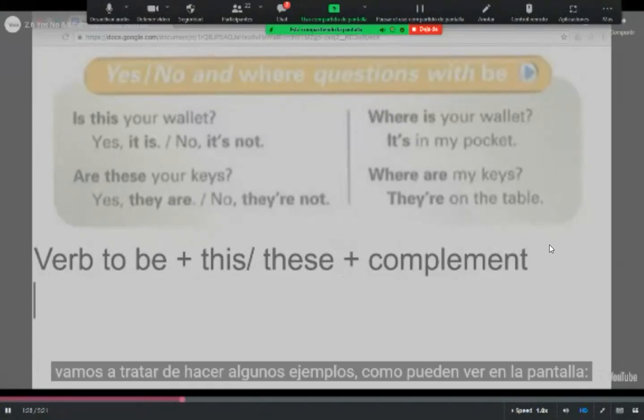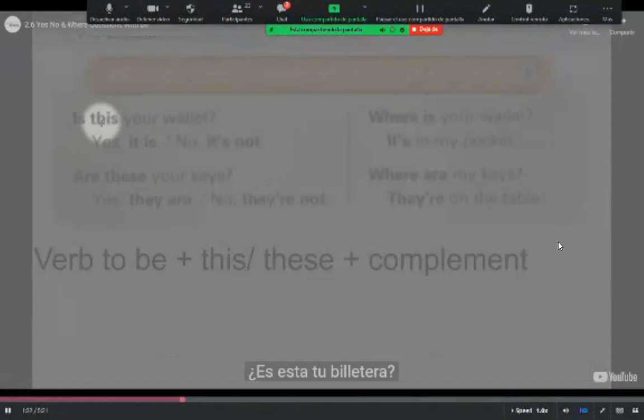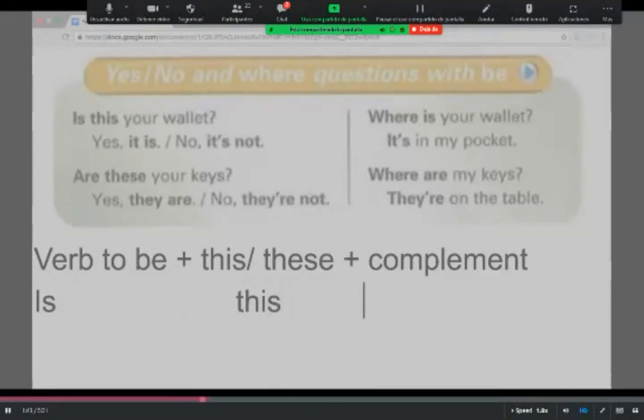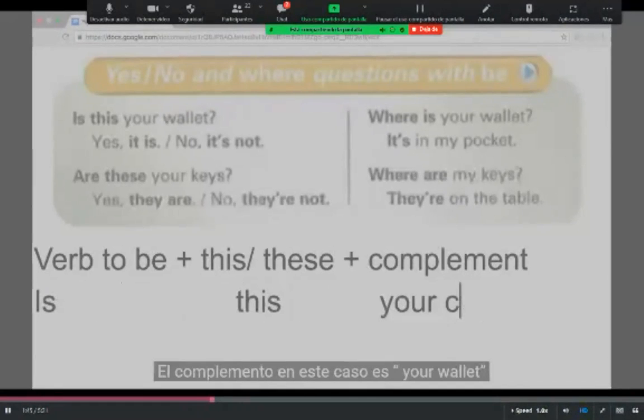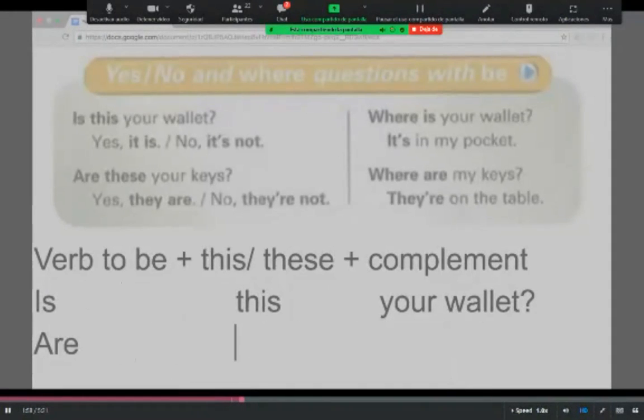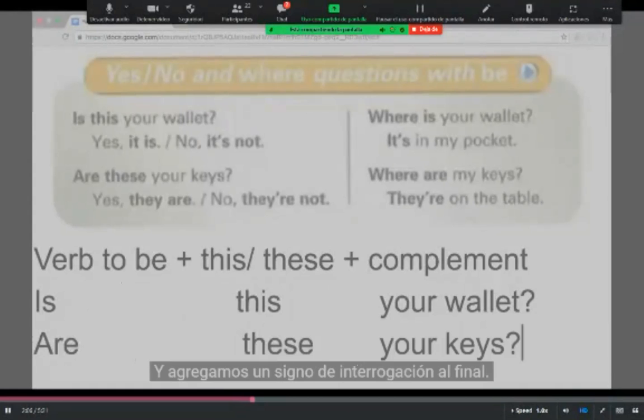As you can see on the screen, the example: is this your wallet? We have the verb to be, in this case is. And then we're going to use this. The complement in this case is your wallet. And then, of course, we put a question mark there. The other example, are these your keys? We have a verb to be, these, your keys. And of course, we put a question mark at the end.